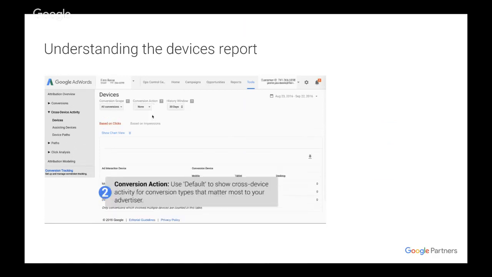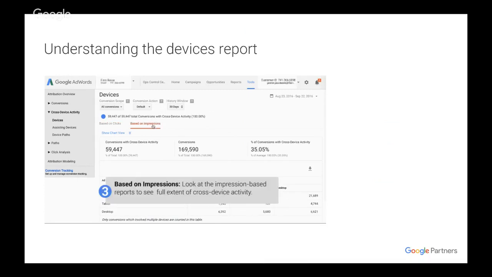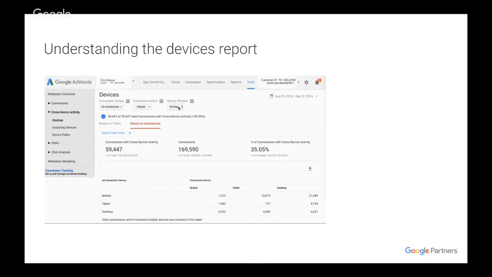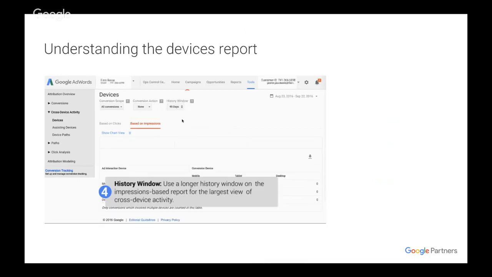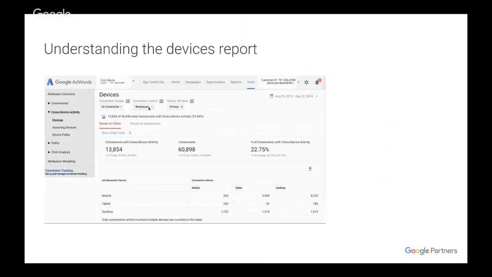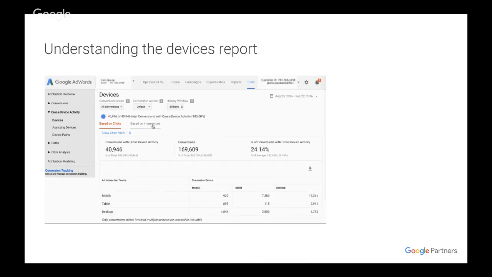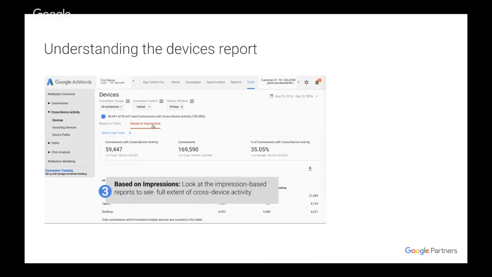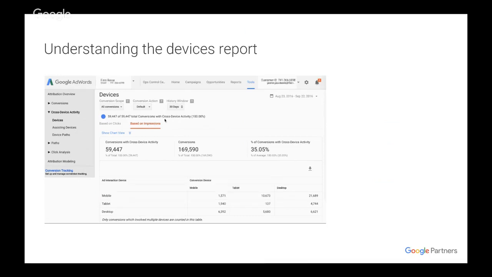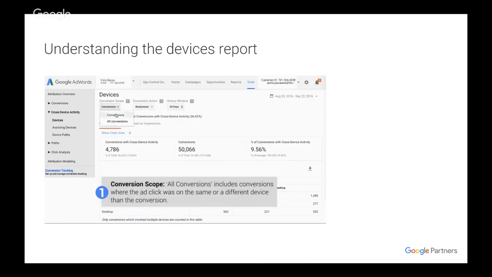Next, we have a history window. This determines which impressions and clicks are taken into account prior to a conversion. And increasing the conversion window will capture more device touchpoints that occur early in the path to a conversion. We also have based on clicks or based on impressions. This allows you to view cross-device behavior for specific conversion actions, for all conversion actions you've included in the conversions column, or for all conversion actions overall.